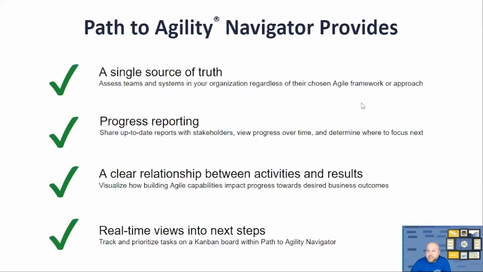So just to sum up real quick, and then we'll peel back the Path to Agility a little bit more. Path to Agility Navigator provides a single source of truth. It provides a way of visualizing progress that's great for communicating and telling the story with leaders and with teams. And it shows a clear relationship between activities and results so that these things aren't disconnected. Every piece and part of what's happening is connected. And then also real-time views into what the next steps should be.